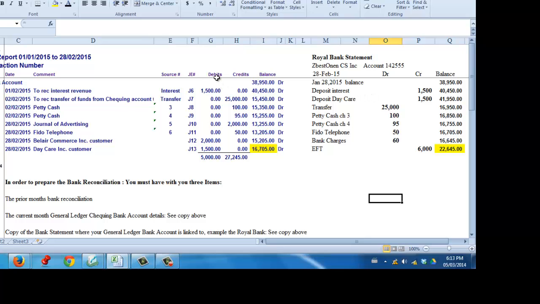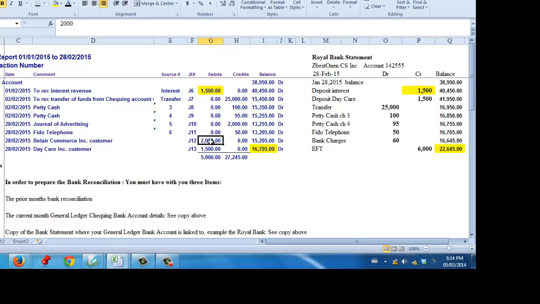So let's begin with the debits. The debits in the books mean that we made deposits. So here I have interest revenue that was deposited for $1,500. Do I see the same deposit in the Royal Bank statement? Yes, I do. Because they're the same, there is nothing to do. Then I go down to the next one. Bel Air Commerce Inc., $2,000. Does the $2,000 appear anywhere here as a deposit? It does not. Therefore, it is a reconciling item.